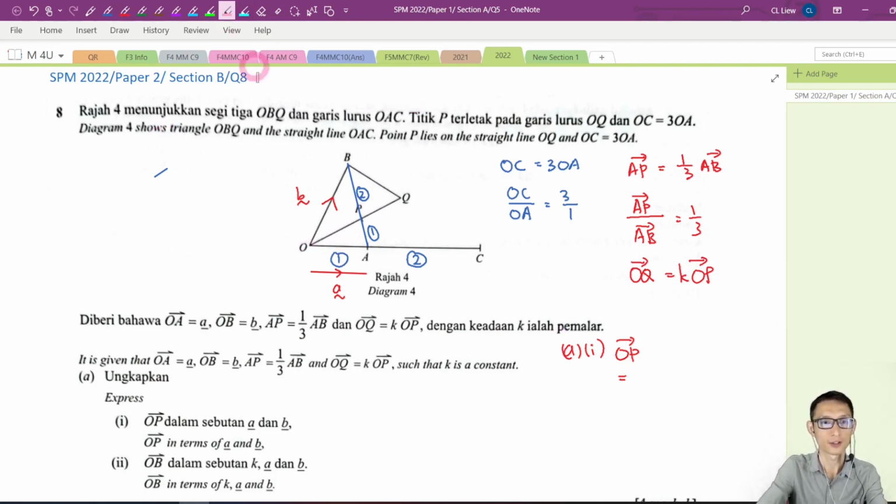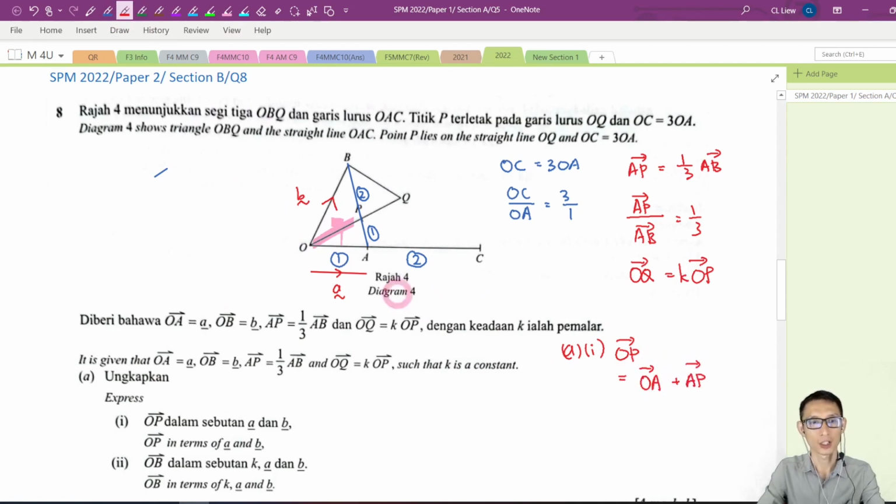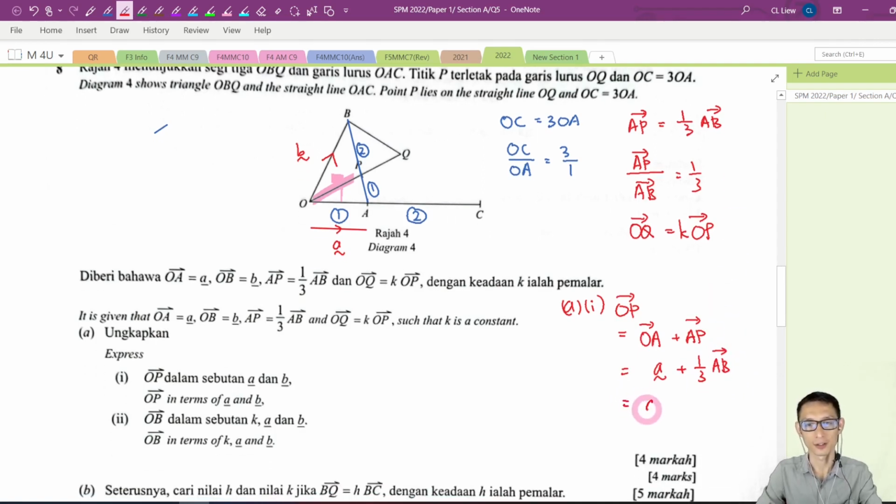OP is equal to OA plus AP. So what's OA? OA is very straightforward. This is A. How about AP? AP is 1 over 3 of AB, right? 1 over 3 of AB. And try to think, how do we get AB? The 1 over 3 you just copy.